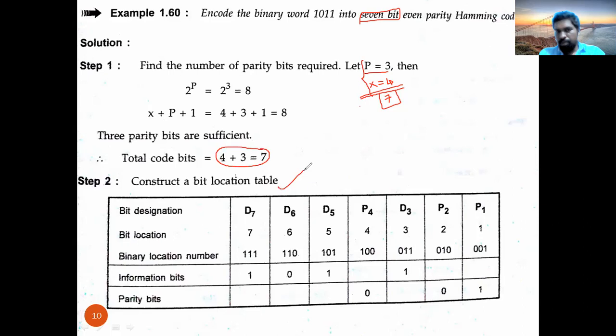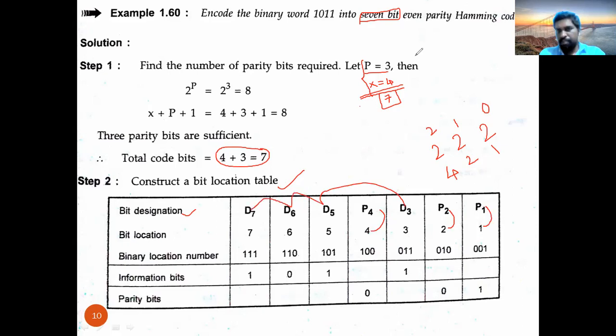Now the bit location table. Bit location table means you should frame the bit designation. Framing this designation is very, very important. As we have p value equal to 3, 2 power 0 is the first position of parity, 2 power 1 is the second position of parity, and 2 square is the third position of parity. So this is nothing but 1, this is 2, this is 4. So 4, 2, 1. See here, 4, 2, 1. We kept parity there, and the rest of all bits are data bits.